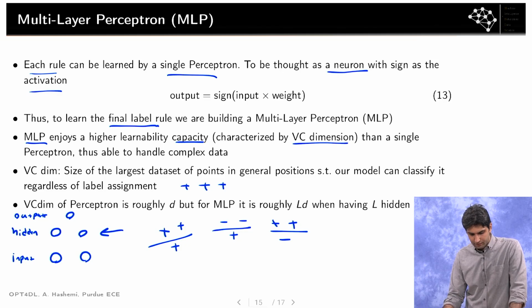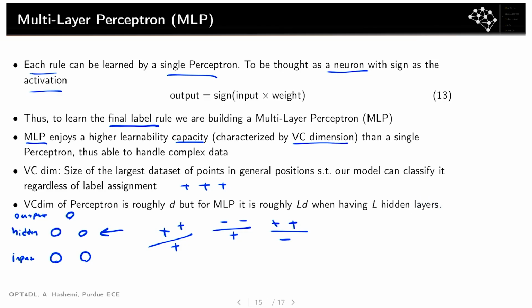Now, it turns out that the VC dimension of the perceptron is actually roughly D. In particular, it's D plus 1. But for multi-layer perceptrons, where we have hidden layers, let's assume that we have L hidden layers. The VC dimension is actually roughly L times D. So by adding these hidden layers, we are increasing the VC dimension of our function class, and that basically means that we are increasing the learning capability of our function class. So therefore, we should be able to handle more complex data.